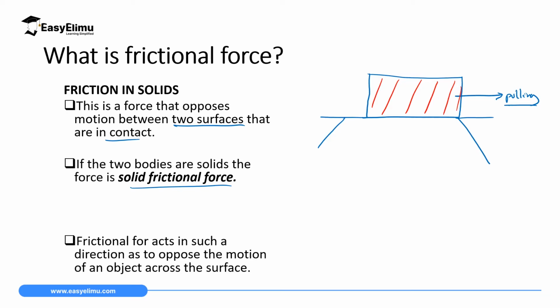Then there will be a force at the contact between the table and the box, which will be acting opposite, backwards. This is what we call frictional force. This force hinders the motion of the box. The box is supposed to move to the right, but there's a force which will be pulling the box to the left. So in that case, we will call it a frictional force.